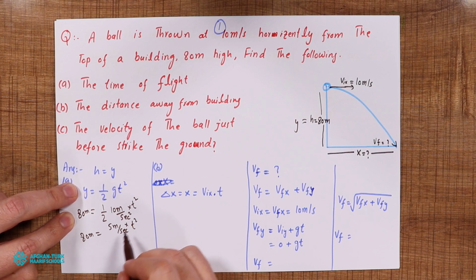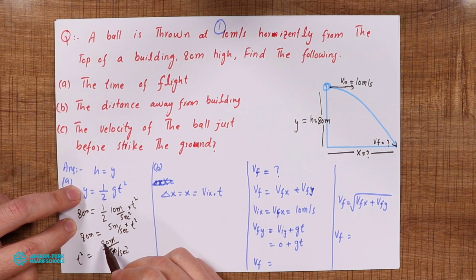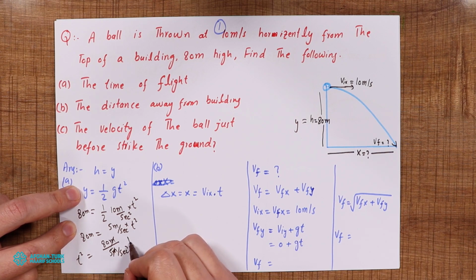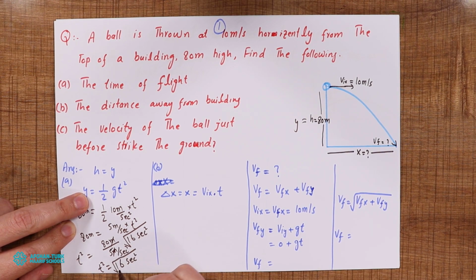Now if I want to find t², I can write this equation as 80 meters divided by 5 meters per second squared. Meter will cancel with meter, and 80 divided by 5 is 16. The remaining unit is second squared. So this is t² equal to 16 second squared. If we take the square root, it becomes 4 seconds.